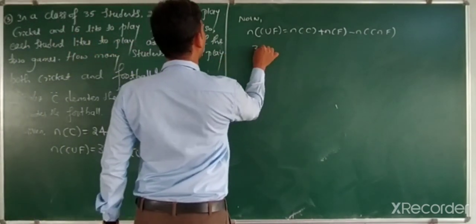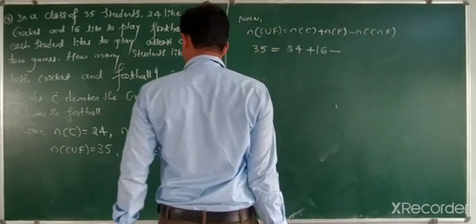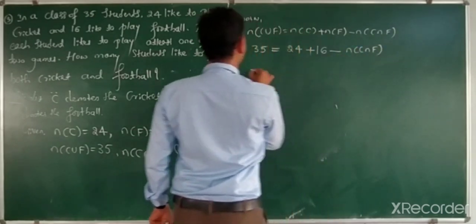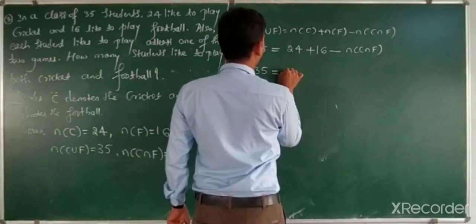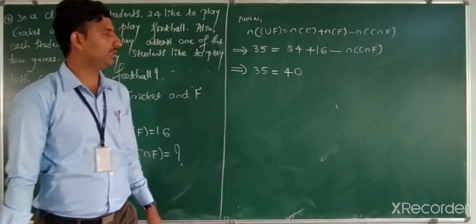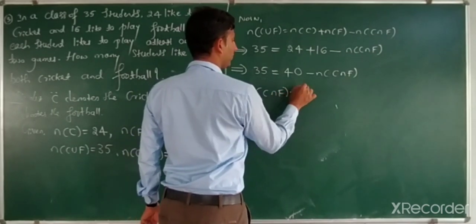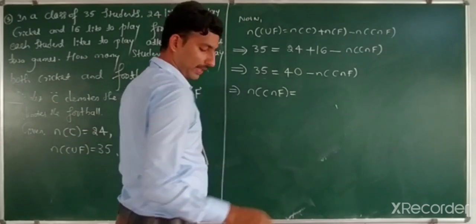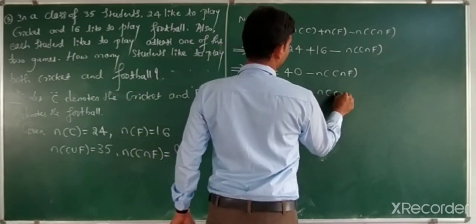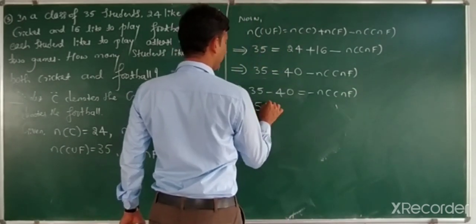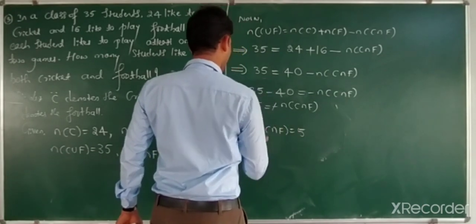N of C union F is 35, which is equal to N of C, there are 24 members, plus N of F, there will be 16 members, minus N of C intersection F, which implies 35 is equal to 24 plus 16, that is 40, minus N of C intersection F. Which implies 35 minus 40 is equal to minus N of C intersection F, which implies minus 5 is equal to minus N of C intersection F, which implies N of C intersection F is equal to 5.